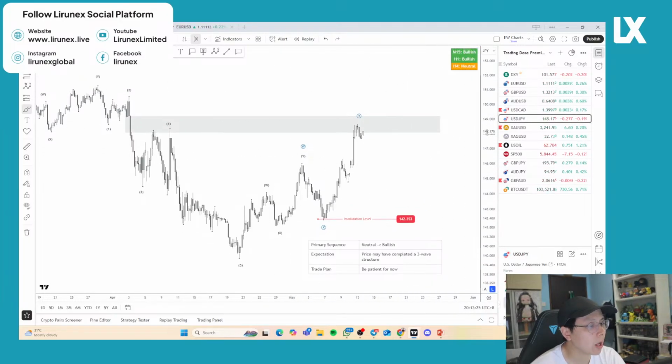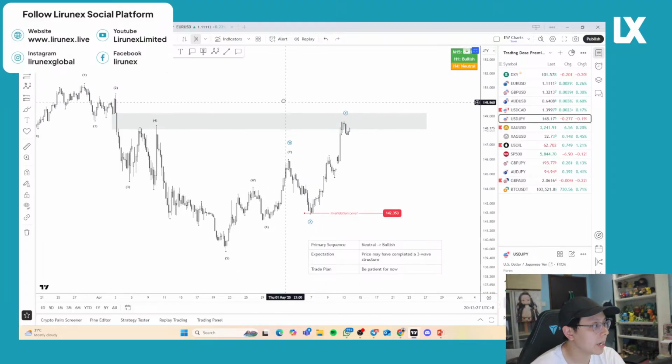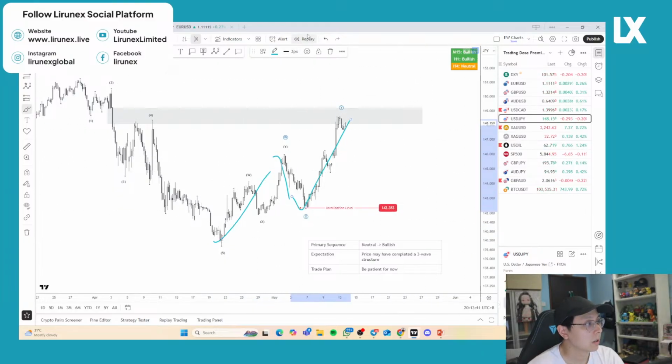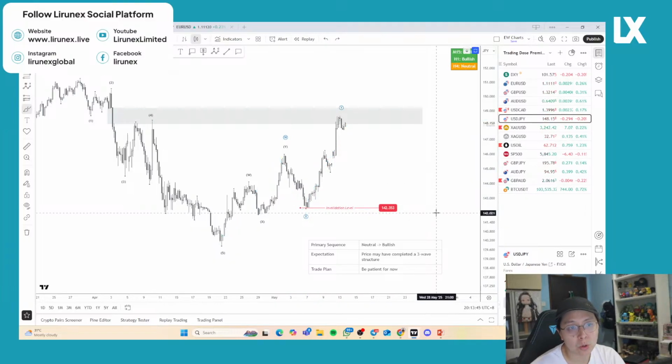Then we have the dollar yen. Dollar yen here is currently testing the previous market imbalance zone, what we call a fair value gap. It's kind of completed that as well, and you can see a very nicely structured WXY. So dollar yen here, we are generally neutral, turning bullish.